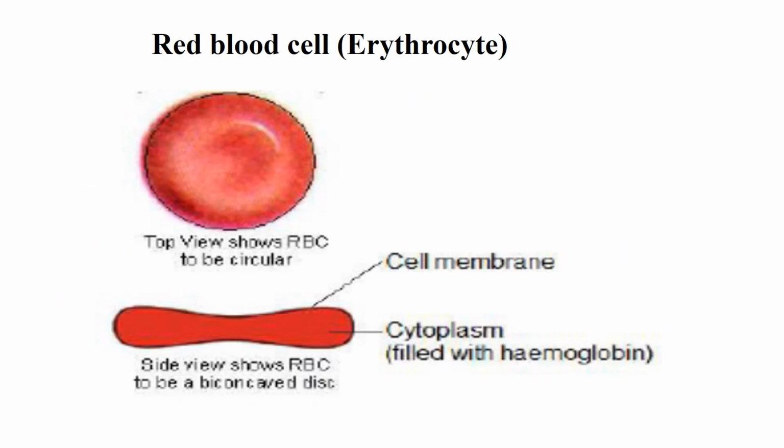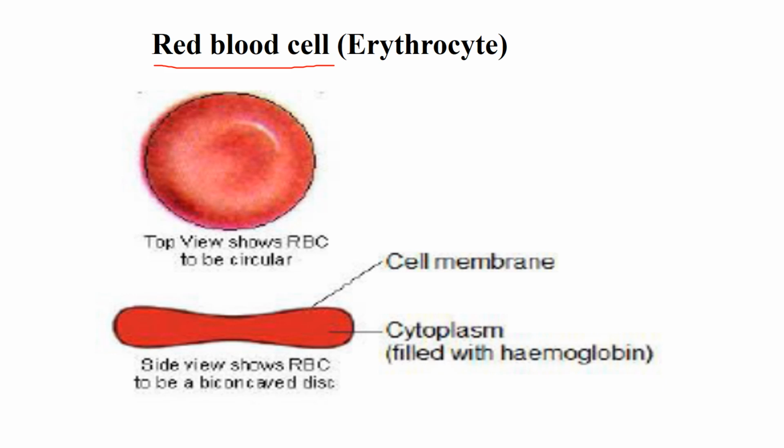We also have what we call the red blood cells. Remember, we are looking at cell specialization. All these we are dealing with are specialized cells. Alright, so we have a red blood cell. A red blood cell is also known as the erythrocyte. Red blood cells are also called the erythrocytes. This is how a red blood cell looks.